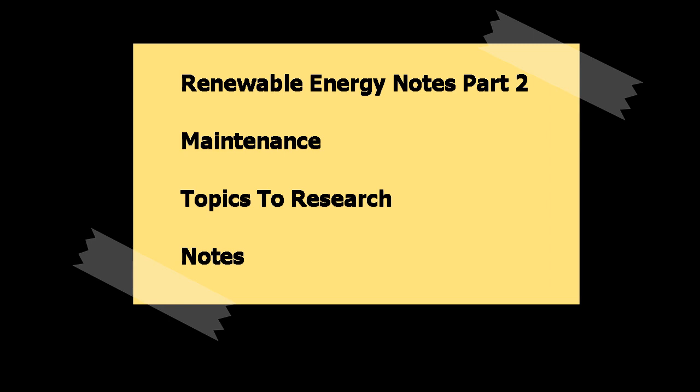Continuing on the subject of renewable energy level 3, we're going to be talking about systems and maintenance. All systems, whether they're computer systems or any kind of system, need maintenance to make sure things are running smoothly, efficiently and properly.